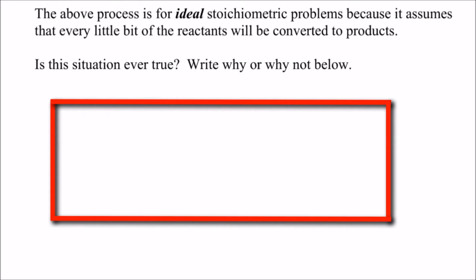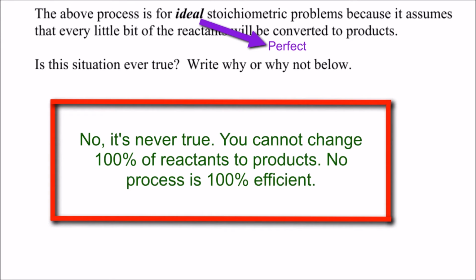Okay, so the process that we just went through is for ideal stoichiometric problems because it assumes that every little bit of reactants will be converted into products. Now, this word ideal here, that means perfect. So, is this situation ever true? In other words, do we live in a perfect world where we will change every bit of the reactants into products? No, that situation is never true. You cannot change 100% of reactants into products because no process is 100% efficient. Here's what I mean by that.